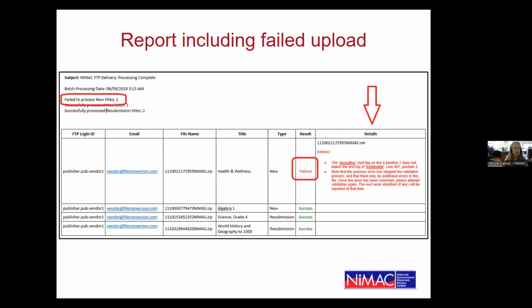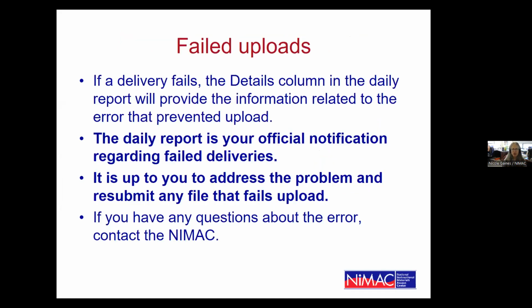Conversely, in this screenshot here, we see in the upper left, "failed to process new titles 1." So we do see that there's an issue there. And again, in the results column, you'll also see failure. And very similarly to the output of the validation wizard, you're going to see the detailed output of what issue has caused the upload to fail. If you have any questions about that, of course, don't hesitate to reach out for any clarification.